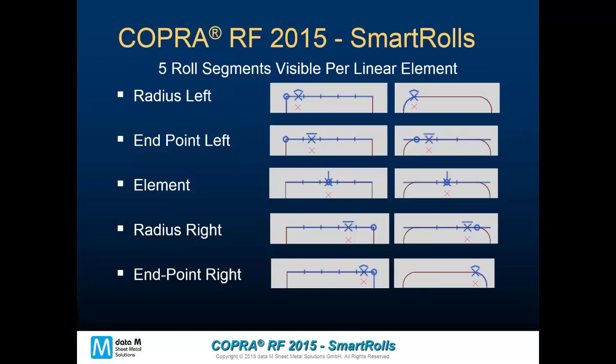So when we create a role using SmartRolls, you may have seen that any linear element or any entity is divided into 5 segments. So you can see here on this top example, when the cursor is in this area, we're talking about the radius on the left hand side of the part. And then in the next level, we're talking about the end point over on the left. So if we want to add any rotation to the left hand side, or make an adjustment to the element, we then pick in the middle. And of course we have then the radius right and the end point right as well.